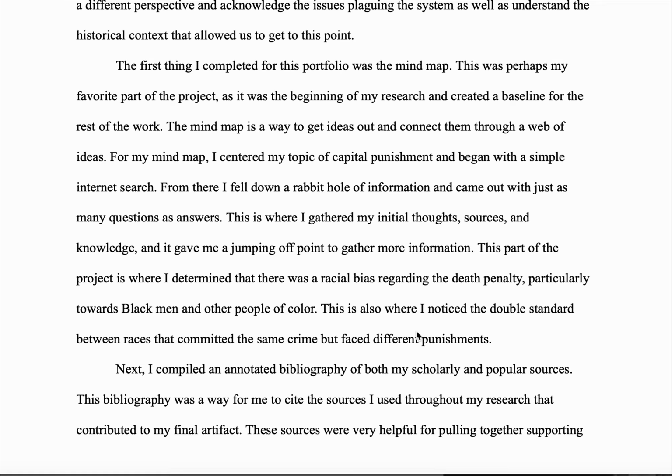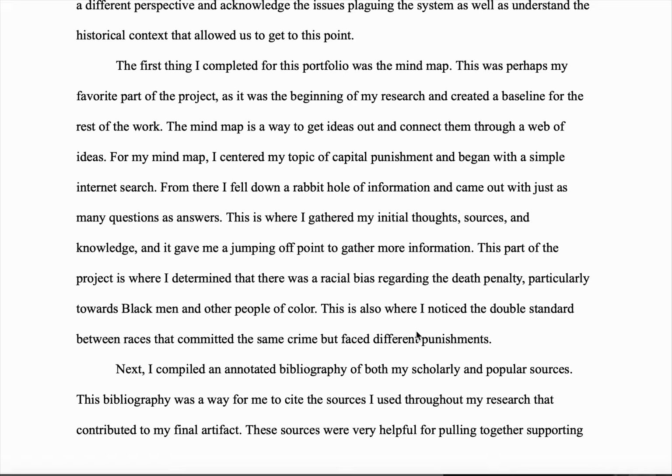The first thing I completed for this portfolio was the mind map. This was perhaps my favorite part of the project, as it was the beginning of my research and created a baseline for the rest of the work. The mind map is a way to get ideas out and connect them through a web of ideas. From my mind map, I centered my topic of capital punishment and began with a simple internet search. From there, I fell down a rabbit hole of information and came out with just as many questions as answers.